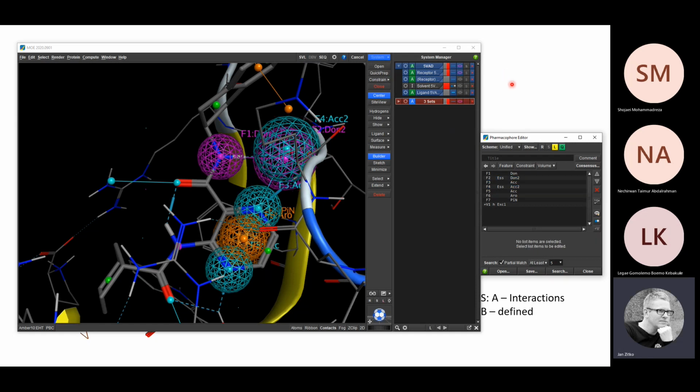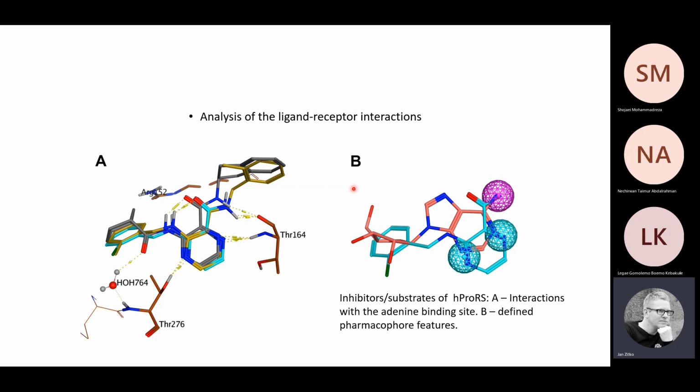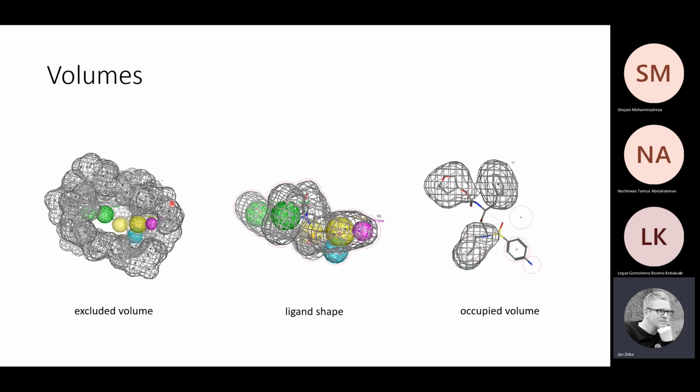Let me go back to the PowerPoint presentation. So this slide just demonstrates the volumes. This is the excluded volume, the place which cannot be occupied by the ligand because it's already occupied by atoms of the binding site of the target. Quite on the contrary, in some situations, though you don't use it very often, you will define the occupied volume.